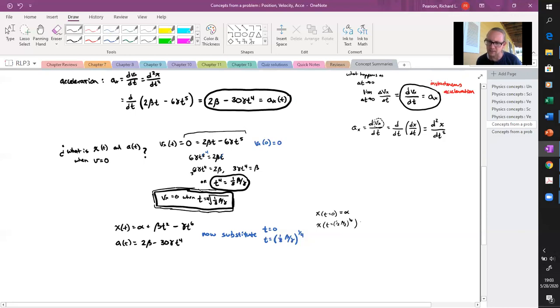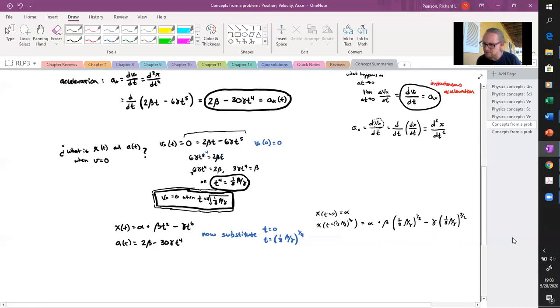It's going to look a bit complicated, but we'll have alpha plus beta, and we're going to square that, so it's actually going to come out to be 1/3 beta over gamma, the square root of that, minus gamma times the same thing, but it's to the 1/6. So it turns out to be 3/2. There we go. So that is our lovely, not pretty equation for the position when the velocity is equal to 0.